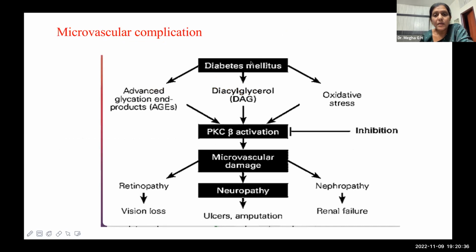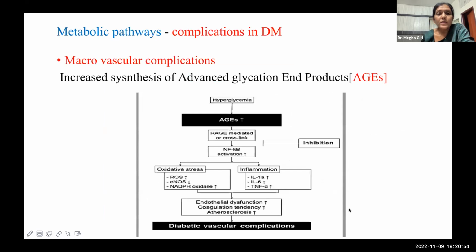So we can see here the increased blood glucose levels leading to protein kinase activation, causing microvascular damage, leading to retinopathy, neuropathy, and nephropathy, resulting in visual loss, ulcers and amputations, and renal failure in nephropathy. The macrovascular complications are because of increased synthesis of advanced glycation end products, which we call AGEs.